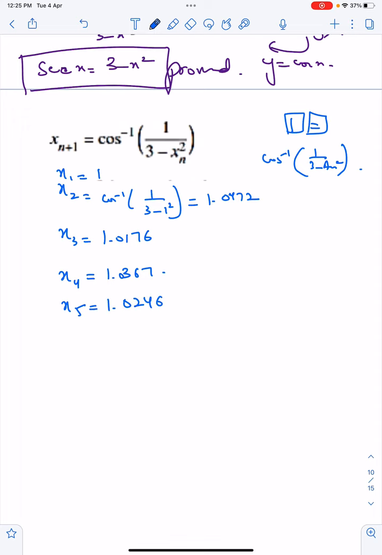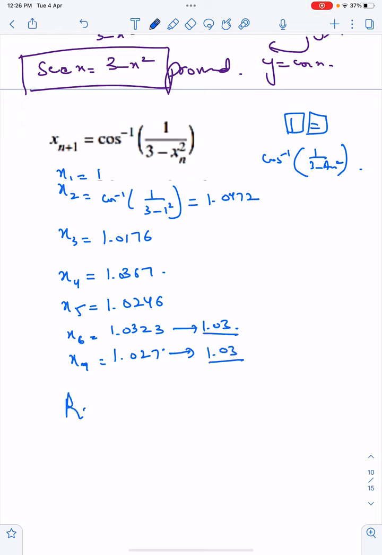1.0246. This is also not the same. I'm going to press the equals to sign once again. I'm getting 1.0323. Once again if I press the equal to sign, I'm getting 1.027. Okay, up to 2 decimal places it's 1.03 and this is also 1.03. That means the root is going to be 1.03. This is the answer.